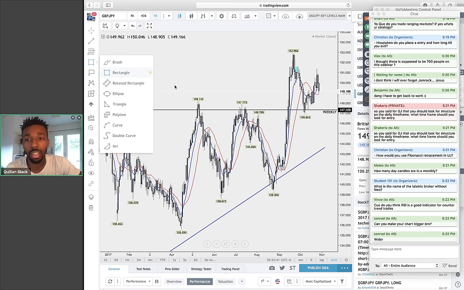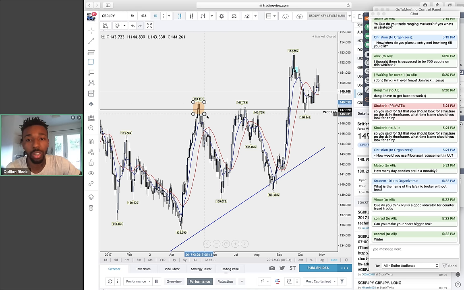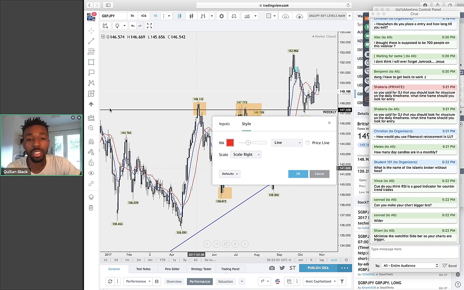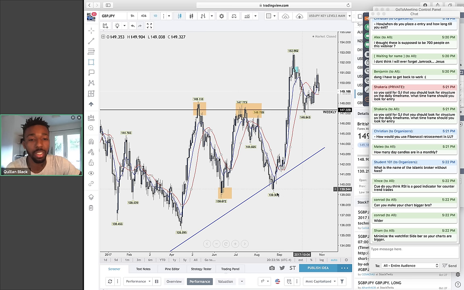Let me highlight this part for you guys. So you have your higher high here, and then you have your retest, which is 100% retrace. Actually, not 100% retrace, but just a full retest of the previous level of resistance. So this right here is a straight consolidation around this area.